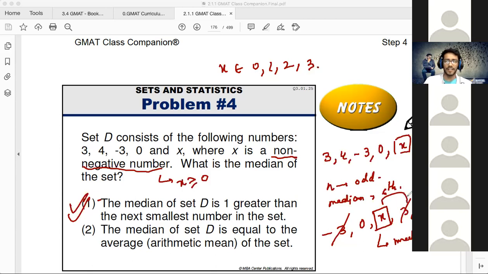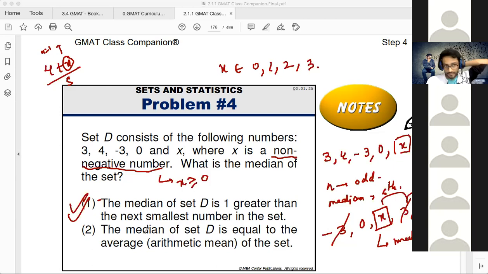I can shift x here, I can shift x here. X can be 5 also, because 5 is a non-negative integer. So if I calculate the mean, 0 is already there, minus 3 is gone, 4 plus x. Then I'll get 4 plus x divided by how many numbers? 1, 2, 3, 4, 5. So median of set D is equal to the average of the set only when x equals 1. Then 5 by 5 is 1 and 1 equals 1. Then in that case it will be equal.